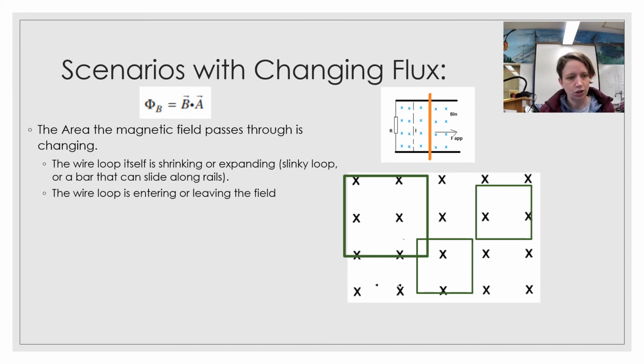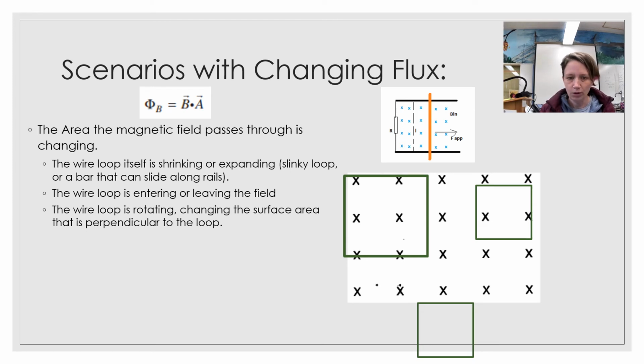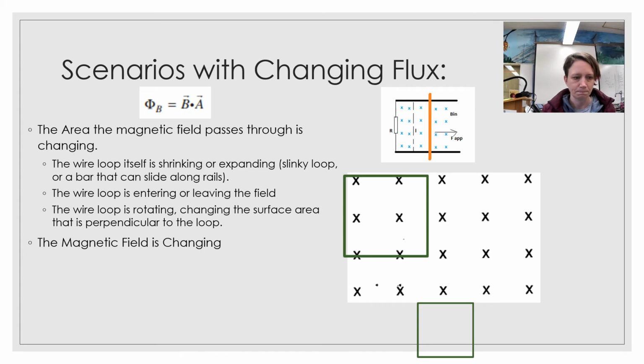Another situation could be the wire loop entering or leaving the field. I showed that one earlier, but obviously the flux through the loop changes when we enter or leave the field. Or you could have the wire loop actually rotating, and we'll look at examples of this in class, which is kind of cool. But as you rotate, it changes the surface area that is perpendicular to the loop.